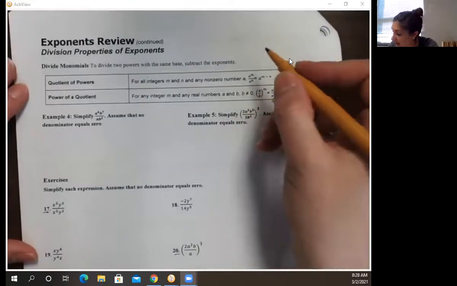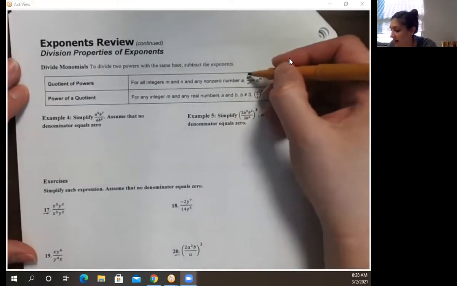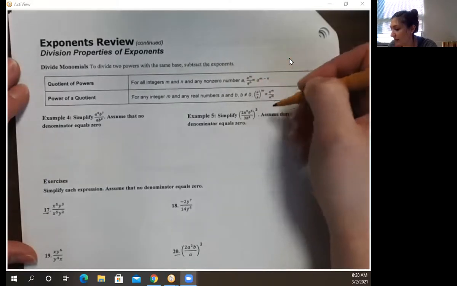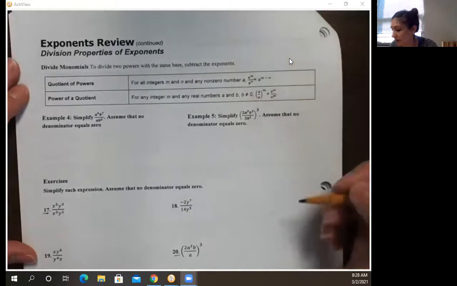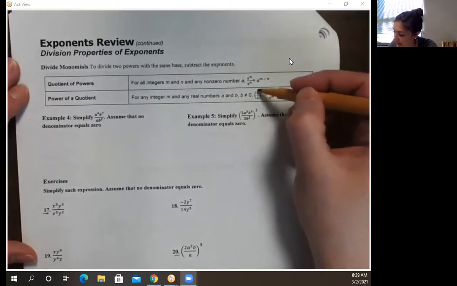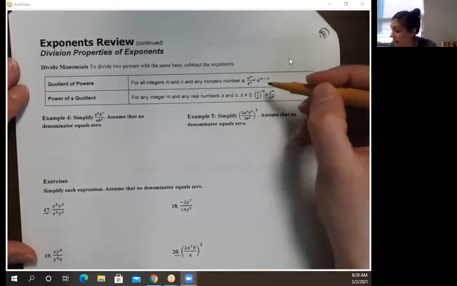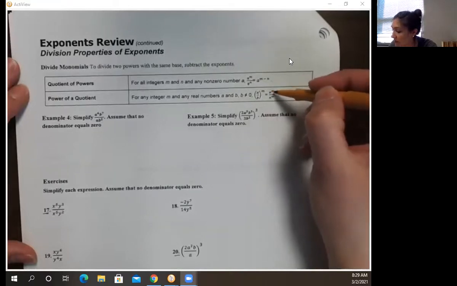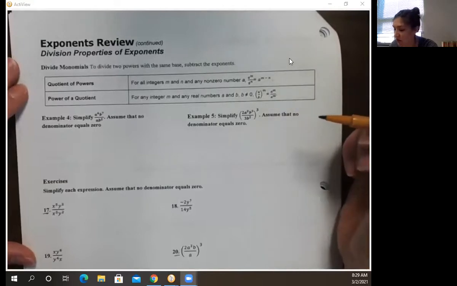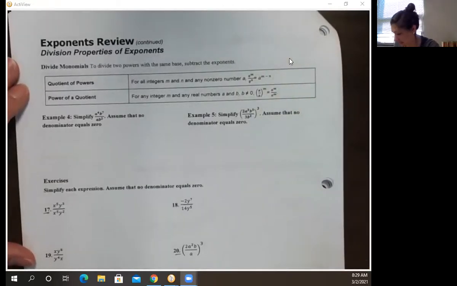So if I am dividing numbers with the same base, I simplify this by subtracting their exponents. So the top minus the bottom. If I'm taking some sort of fraction to a power, then the power applies both to the numerator and to the denominator. Okay, so those are the two properties that we're going to look at on page 10.